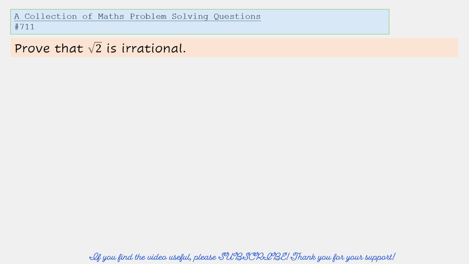Prove that root 2 is irrational. So to do that, the first thing we can do is to assume the contradictory thing, that root 2 is rational. So assume that root 2 is rational.